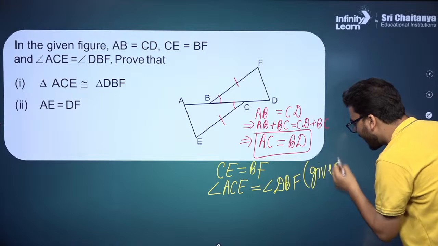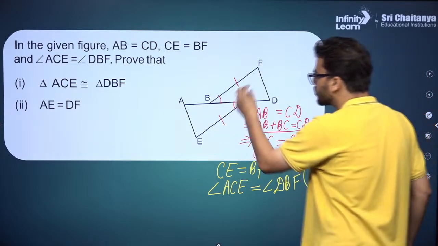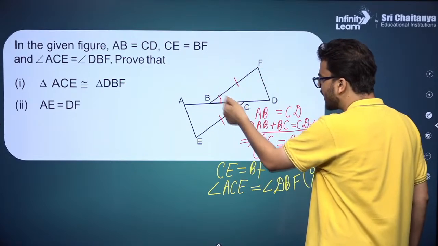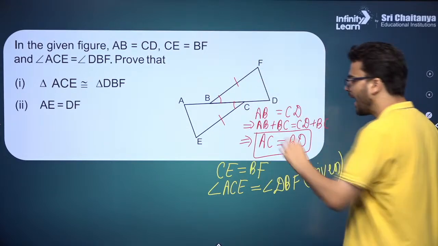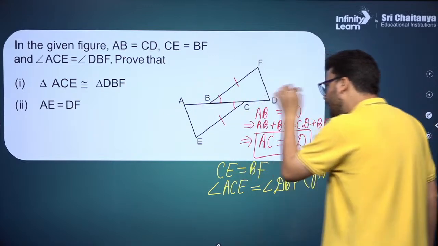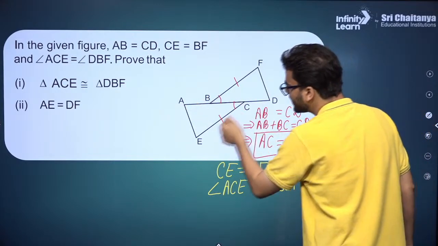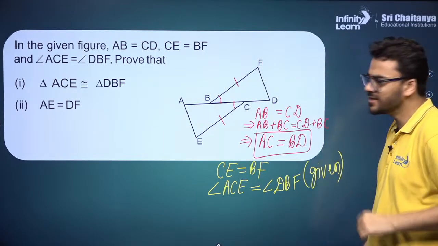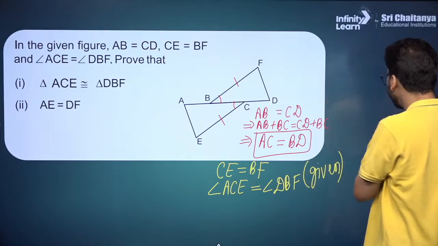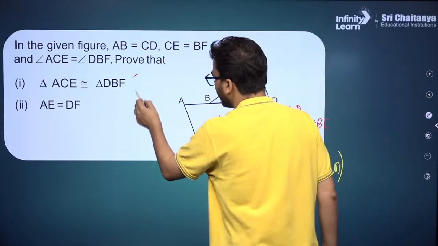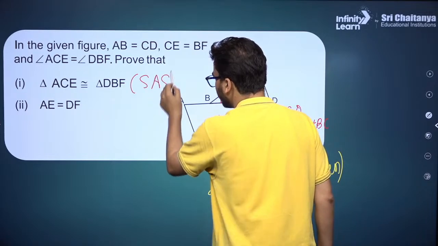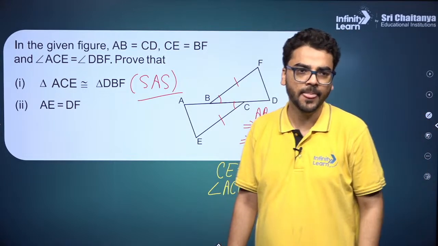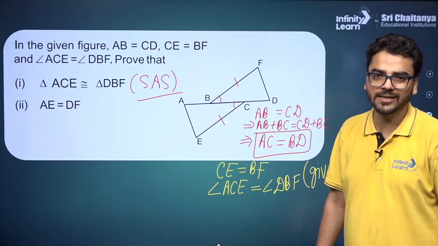So from here, can I not say, you see in these two triangles, this is equal to this was given, this angle is equal to this angle was given, and we have proved AC is equal to BD. So therefore, triangle ACE is congruent to DBF by SAS congruency criterion. I hope it is clear. Side angle side congruency criterion. I hope this thing is clear to every student in this session.